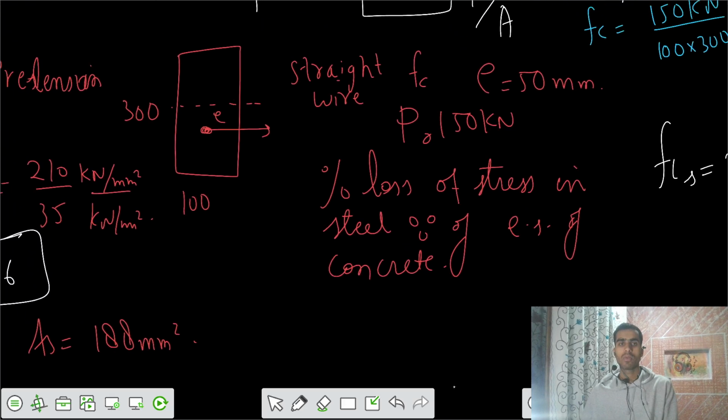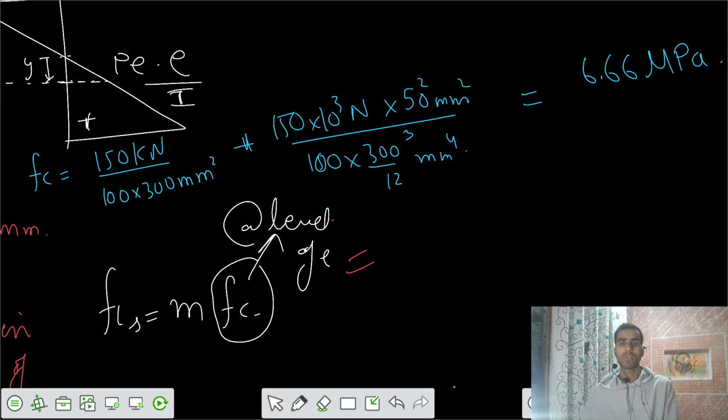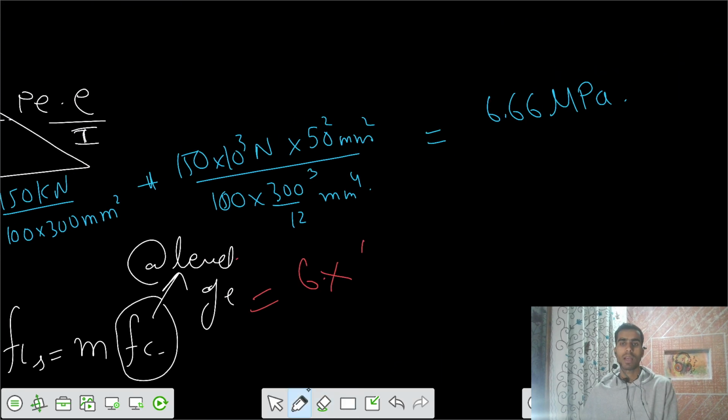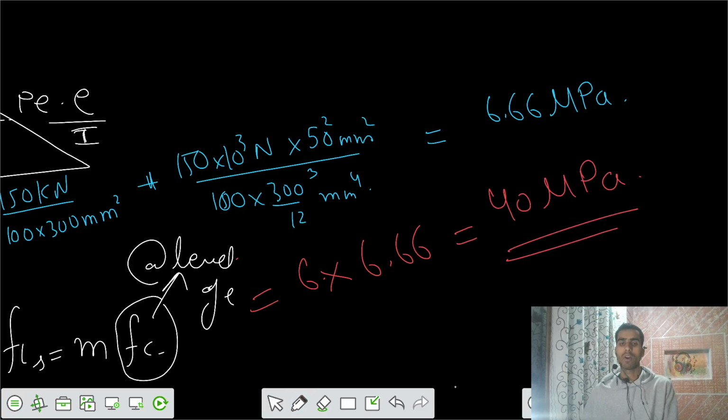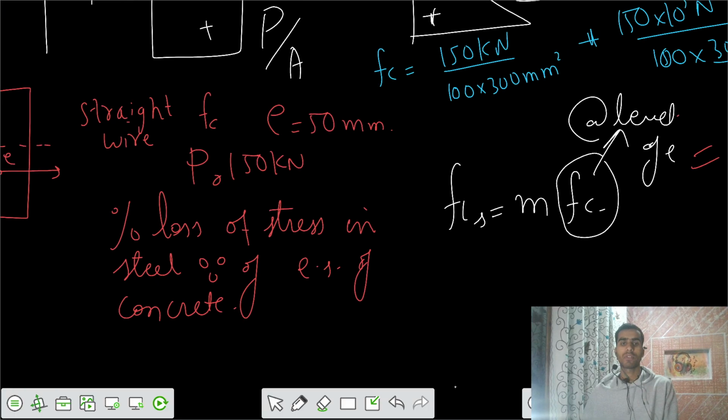That means the loss of stress in steel is m times FC. The modular ratio m is 6, so 6 times 6.66 is 40 megapascal. This is the value of loss, and it's asking for the percentage of stress loss.